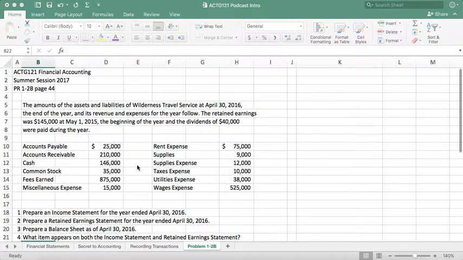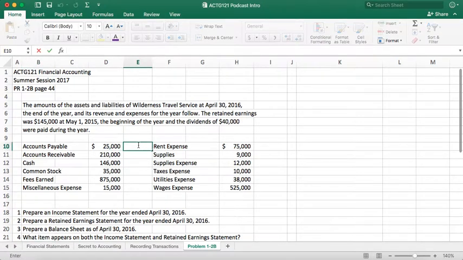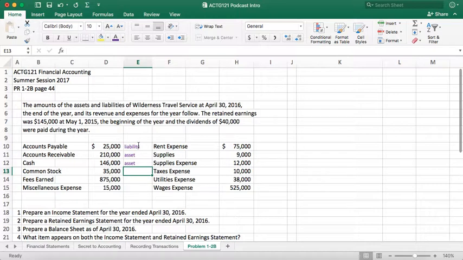So they've given us this information, and they've asked us to do these three items and answer the fourth. You'll notice that these items are not in any particular order. So we need to first identify what they are. Anything with a payable last name is a liability. Accounts receivable is an asset. Cash is an asset. By identifying what these items are, it will help us determine which financial statement these belong on.